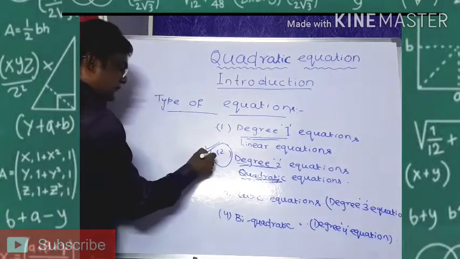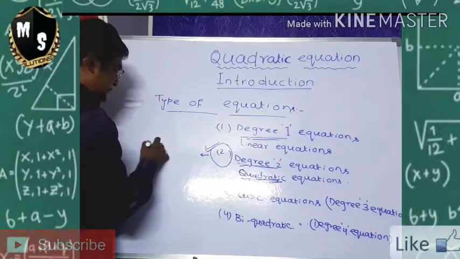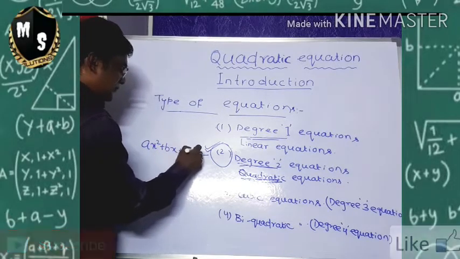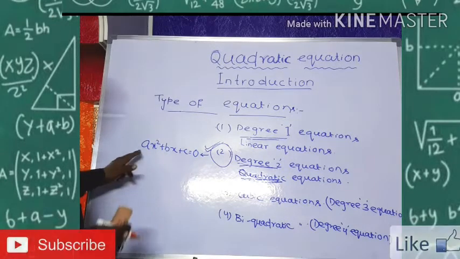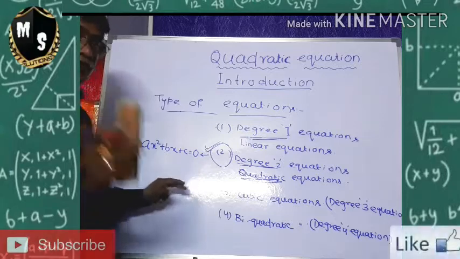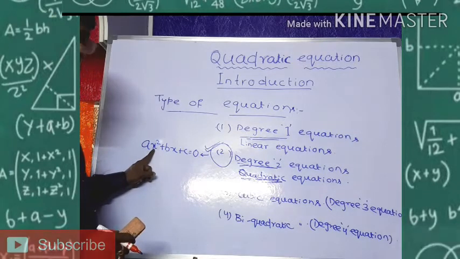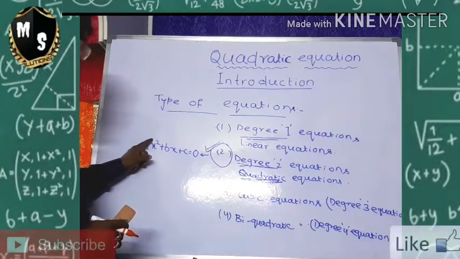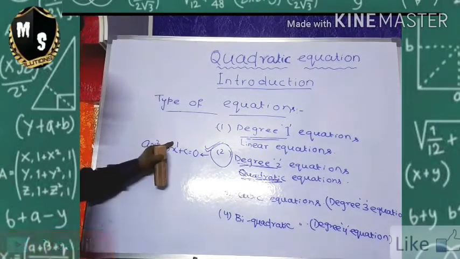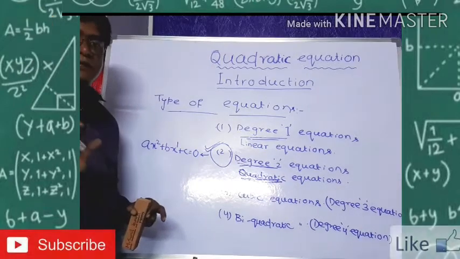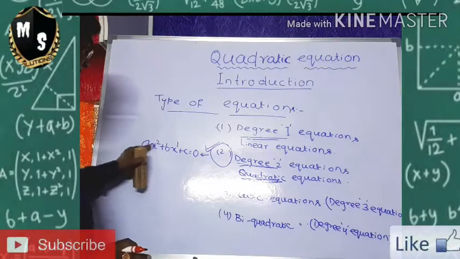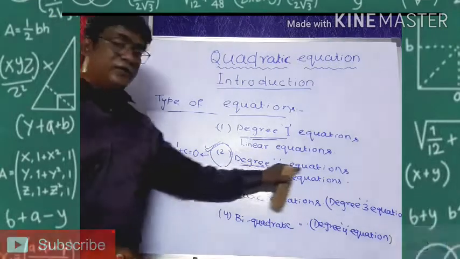Suppose I am writing here ax square plus bx plus c is equal to 0. So now it is perfectly an equation because it has two sides, LHS and RHS. Now you see here the variable is x, and here the degree of the variable is 2, and here the degree of the variable is 1. So which one is to be considered? The highest degree is to be considered. The highest degree is 2 here. So we are considering this as a degree 2 equation.